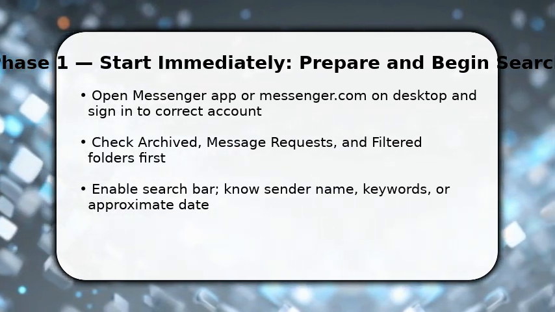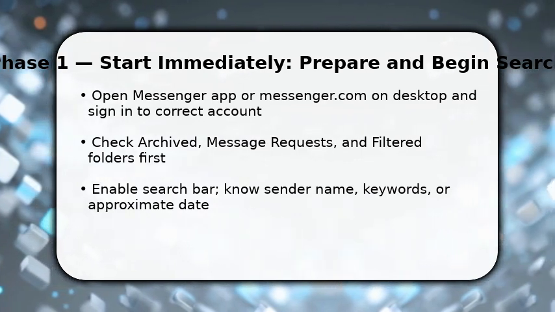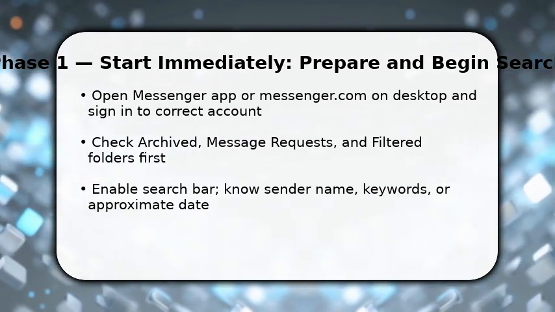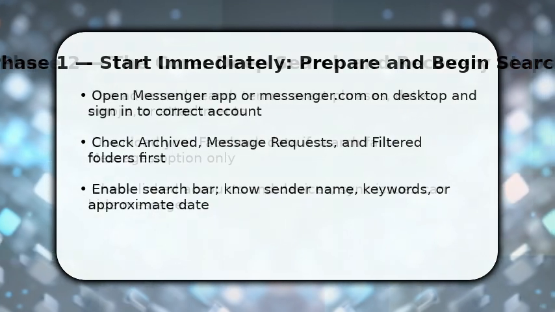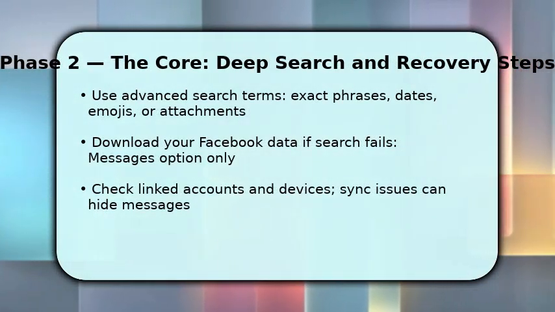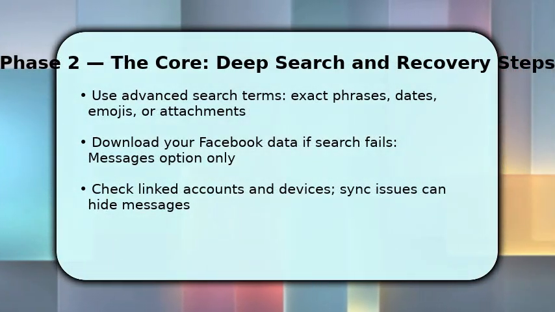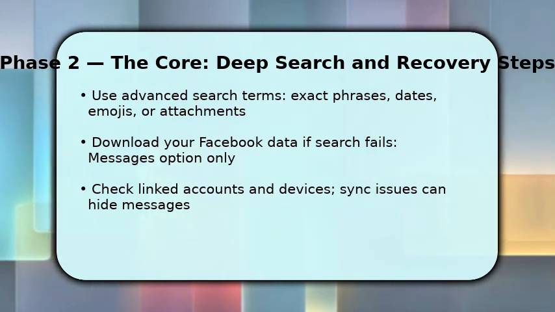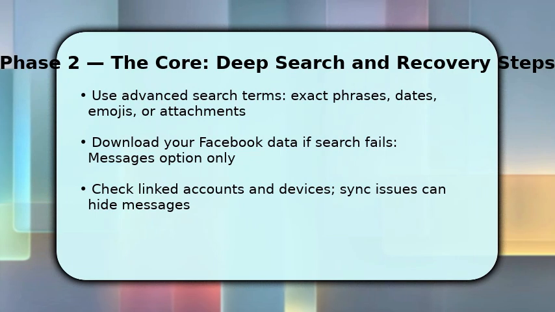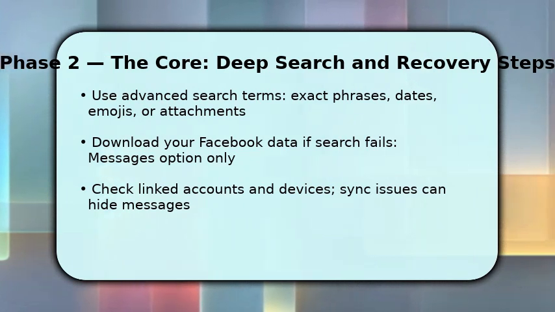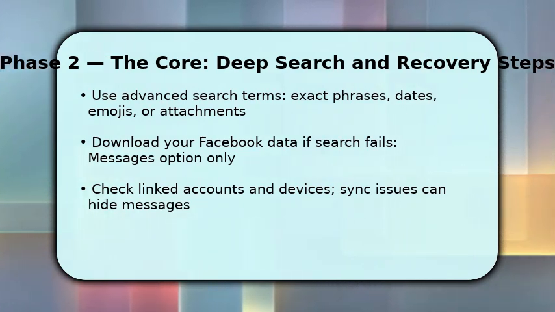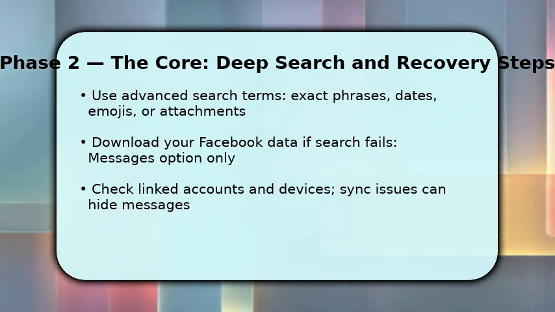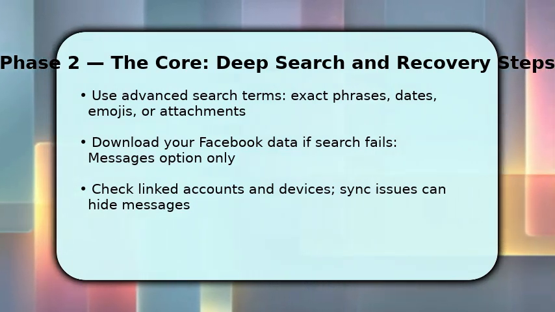If you're on mobile, use the profile menu to access archived conversations immediately so you don't waste time. Once you've scanned obvious folders, perform a deep search using exact phrases, date ranges, emoji characters, or attachment types to narrow results. If that doesn't find it, request your Facebook data. Go to Settings, your Facebook information, download your information, select Messages Only, request a file, and wait for the archive.